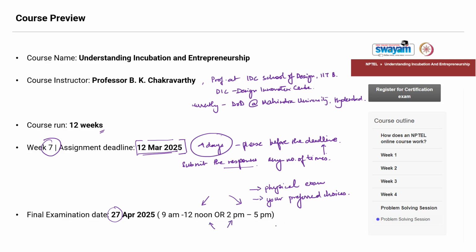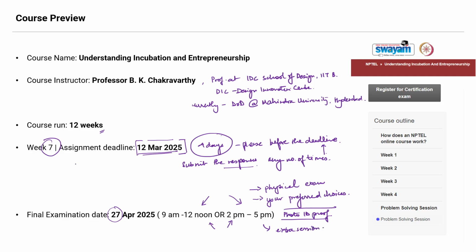So once you have registered for the examination, you will receive an admit card or a hall ticket. And just like any other examination, you'll have to bring a photo ID proof along with the hall ticket to appear for the examination. Now, there are certain more details about this, which we'll be discussing in the extra session.